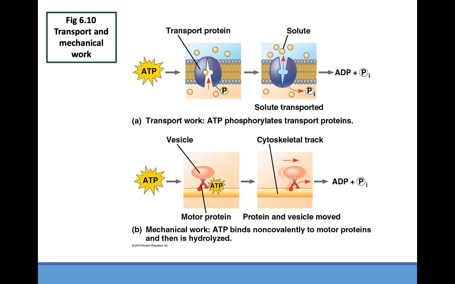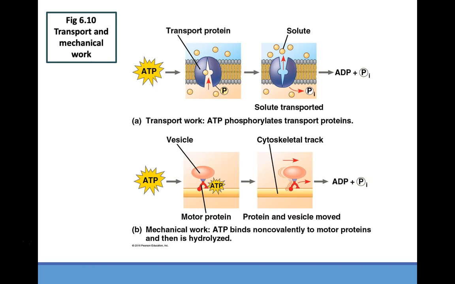ATP can also be used to power mechanical work. So this is physical work in a cell. It can be used to contract our muscles, to move our ligaments and tendons, but it can also be used inside the cell. So this example here shows a motor protein.